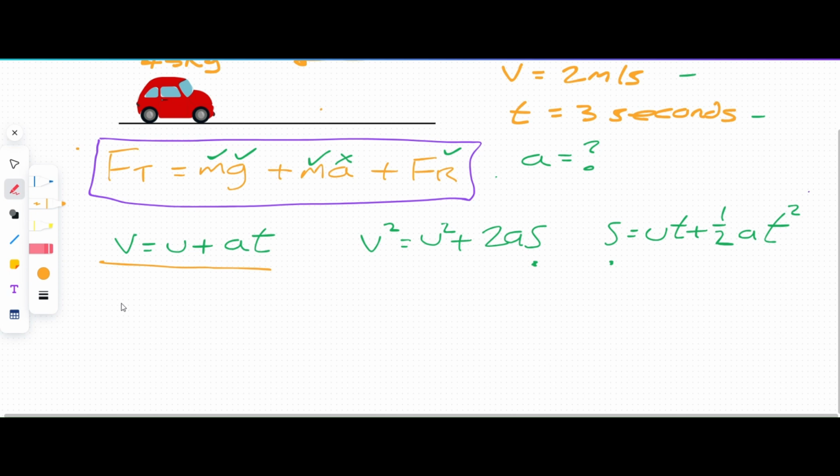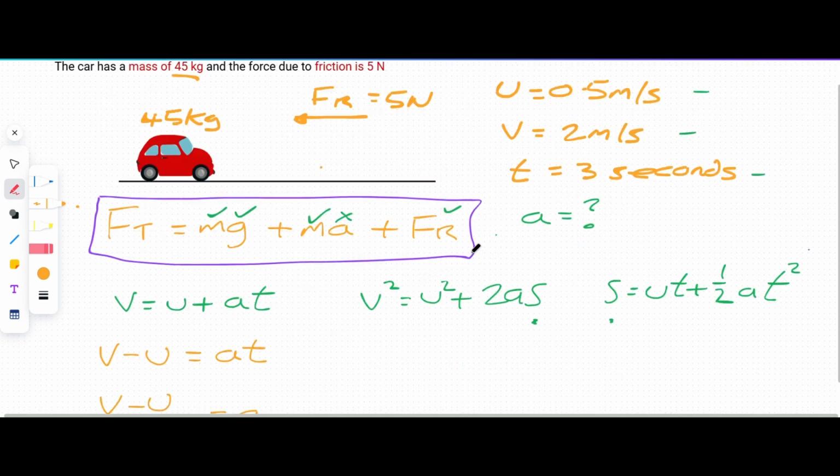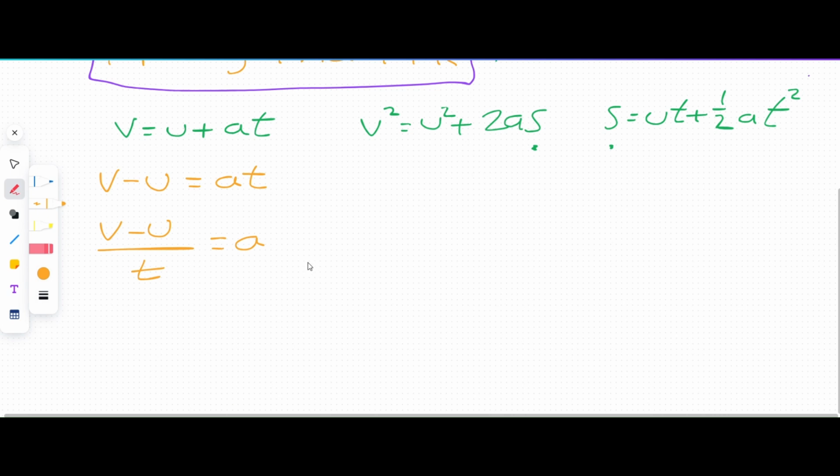So I'm going to rearrange this now. So I need to rearrange this formula to find A. I'm going to take the U away first. V take away U equals A times T. And then bring the T down. So V take away U divided by T gives you A. Acceleration is change in velocity over time. This makes a bit of sense. So I know V, I know U, I know T, so I can find A.